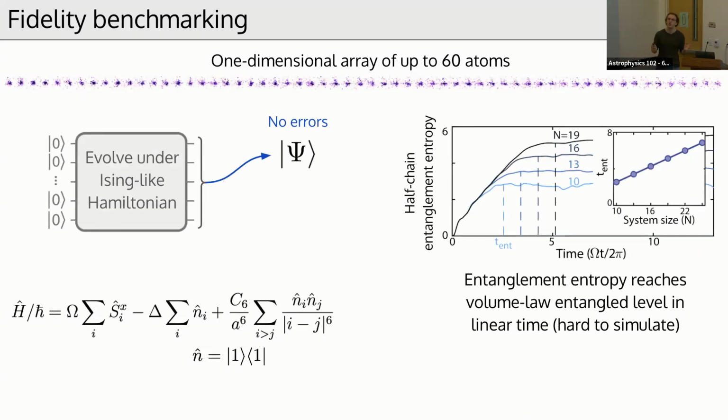And if we do this with no errors, the output of the state will be some pure state psi here. The key characteristic of the state is that its entanglement entropy saturates the volume law entangled level in linear time, which is hard to simulate using standard tensor network type methods, which we'll return to later. Of course, this is not the actual state that we output from our experiment.